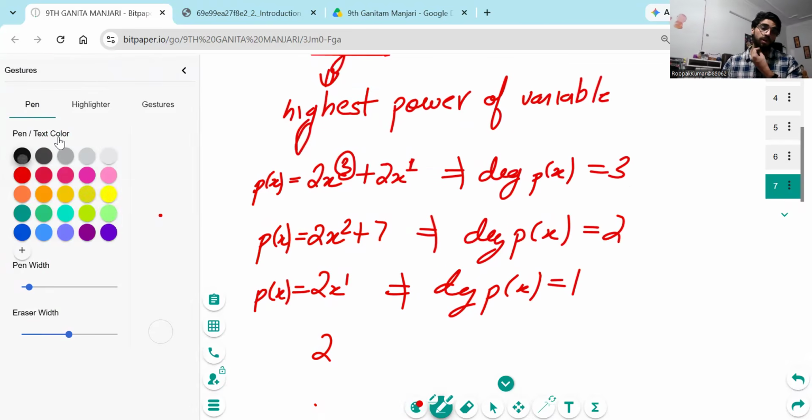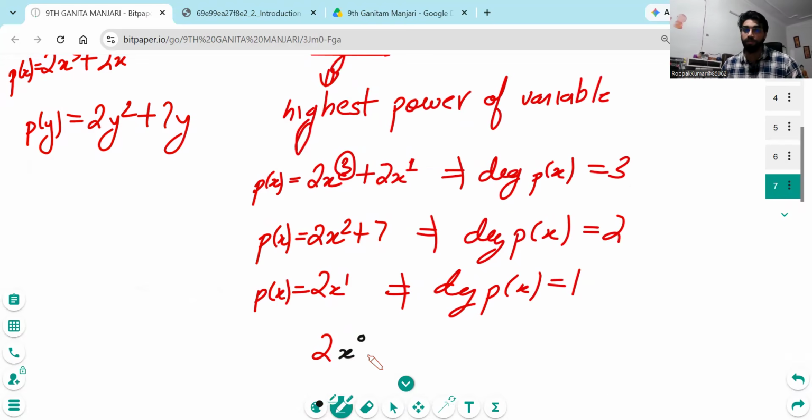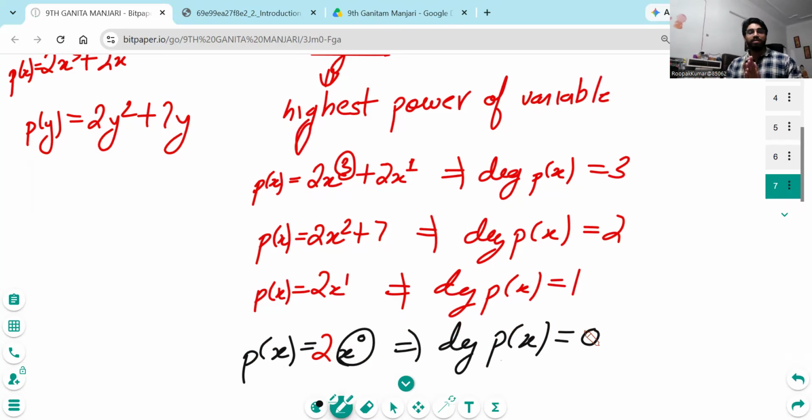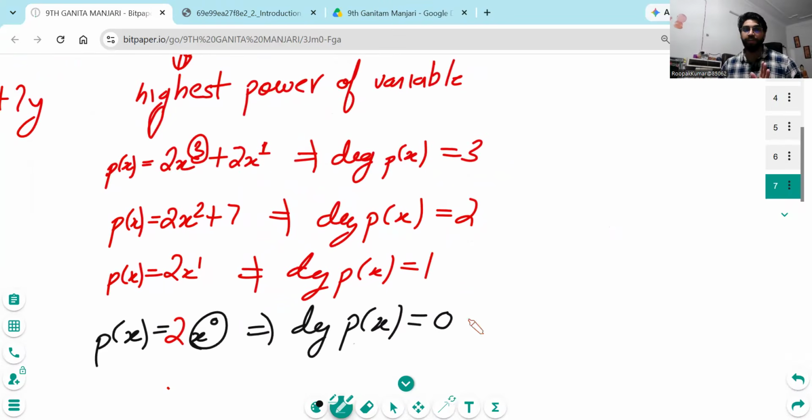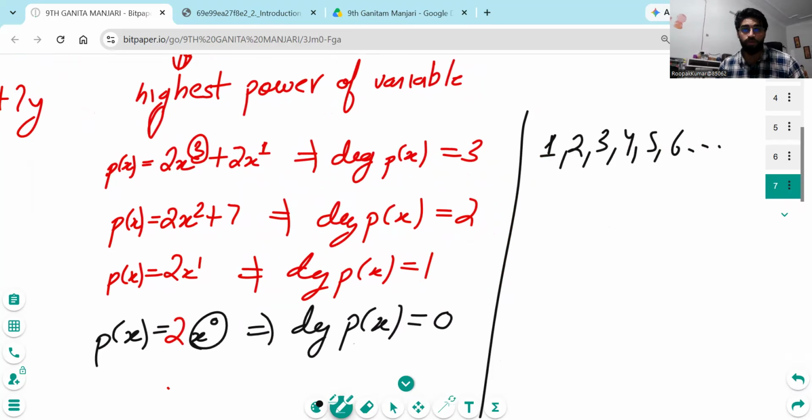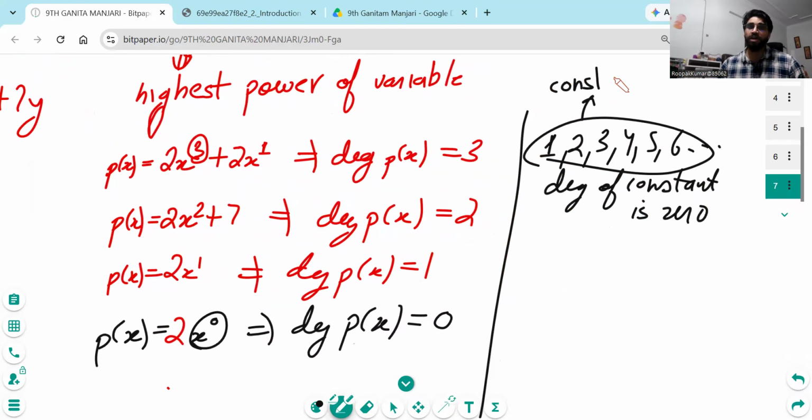See, here the variable is present, but it's not visible to many. Actually, here x raised to power 0 is there, or y raised to power 0, whatever variable you want to see. Anything raised to power 0 is 1, and that's why the value didn't change, and we can say that it is 2x raised to power 0. So that means the degree of this is 0. The degree of p(x) right over here is 0. Please understand, all the constants have degree 0. The degree of constants is 0. By the way, another interesting thing is all of them are called constant polynomials. If anyone asks you what is a constant polynomial, the constants are called constant polynomials and the degree is 0.